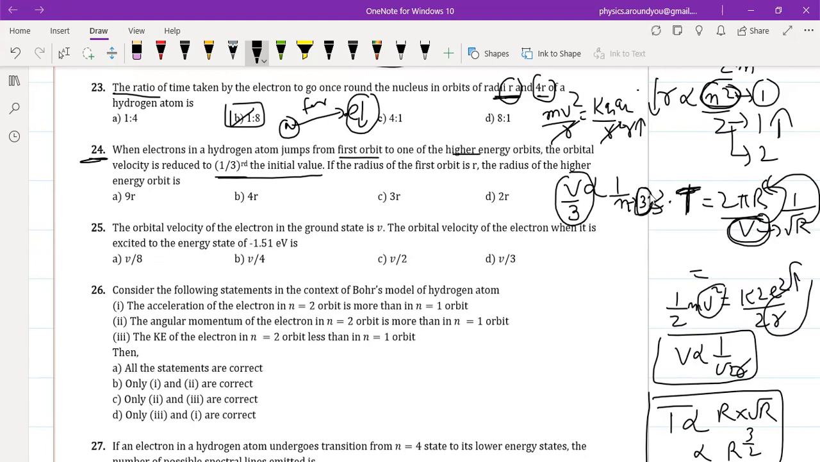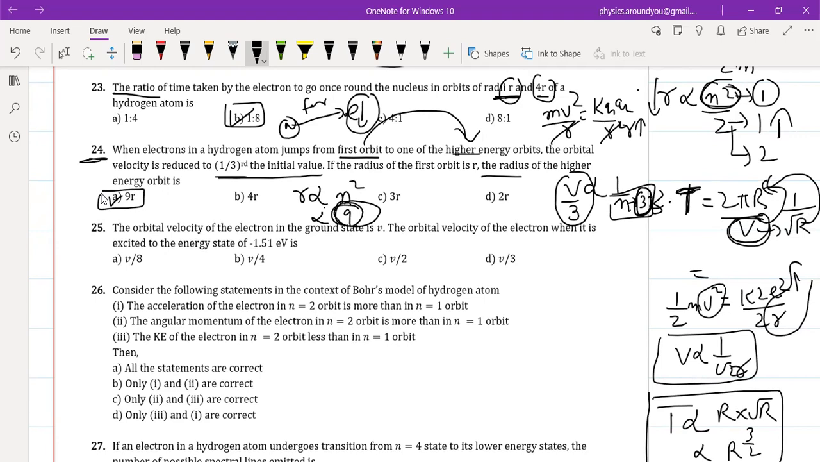So the n value should be 3 times its original n value. So the orbit to which it has jumped should have n equal to 3. And we know that r is proportional to n square. If n is equal to 3, then r has now increased how many times? 9 times, because it is proportional to n square. So 3 square becomes 9. So the new radius becomes 9r. Just by proportionality relations, we have cracked the problem.